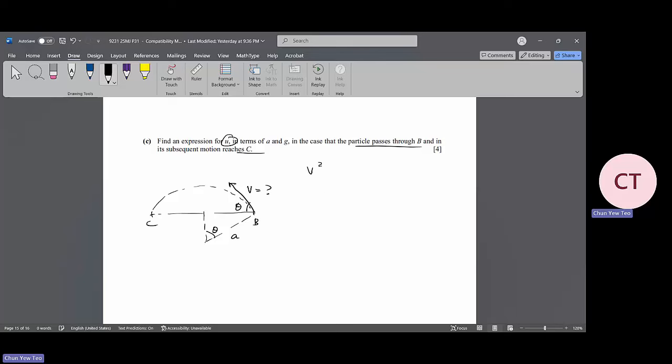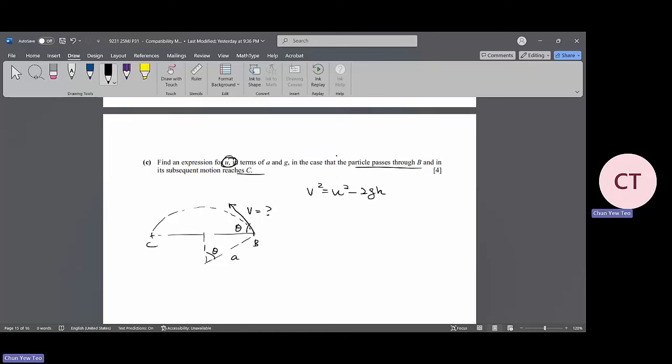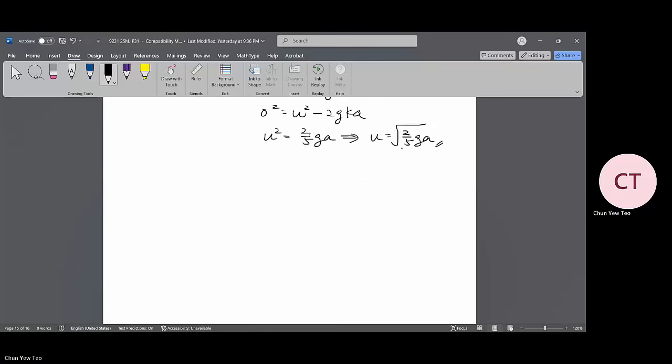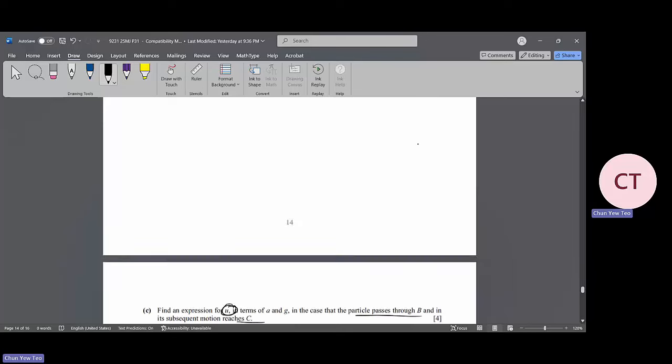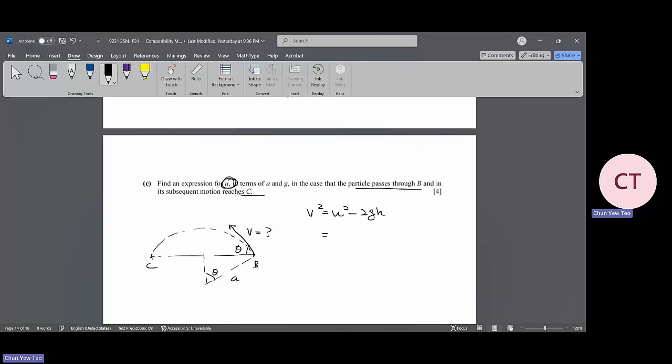But just now we know that V square is equal to U square minus 2GH. But this is following from part B. Following from part B, that means the U in part B will be used over here. Oh sorry, I made a mistake. The U is no longer the same. We need to find the U.